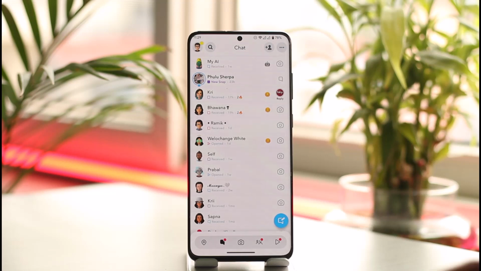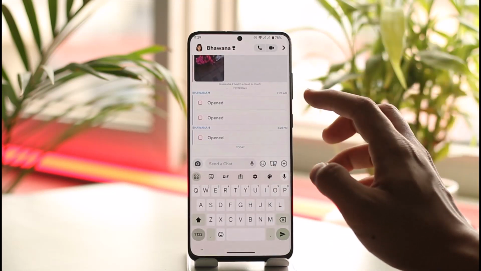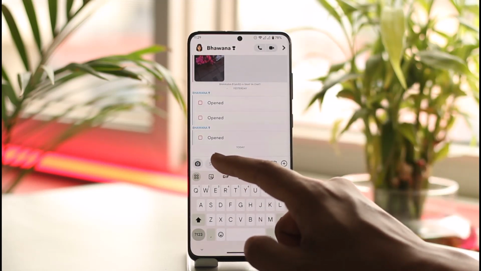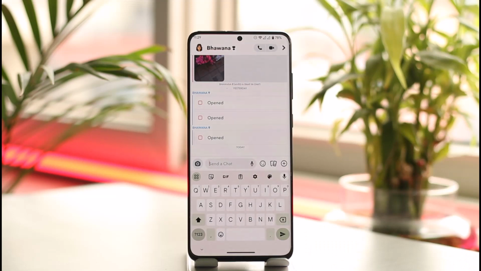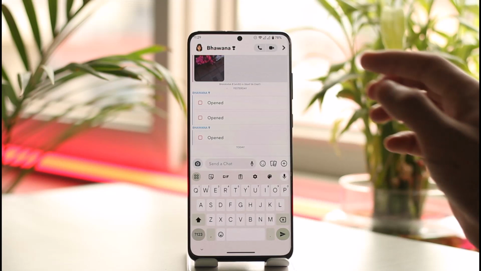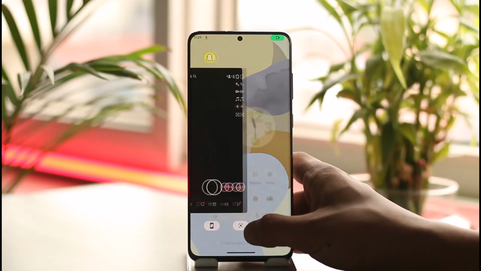But you can still figure out if someone is online, but only if they are on your chat page, because when they are on your chat page, you'll most likely be able to find a little Bitmoji avatar at the bottom left over here. When you find the Bitmoji avatar at the bottom left like this, then you'll most likely know that they're actually active on Snapchat. So hope this video helped you understand how to figure out if someone is online.